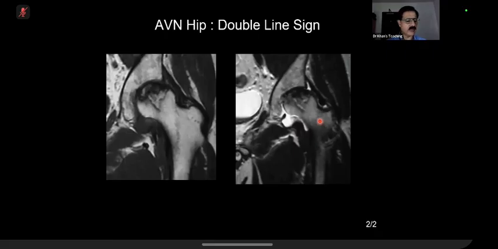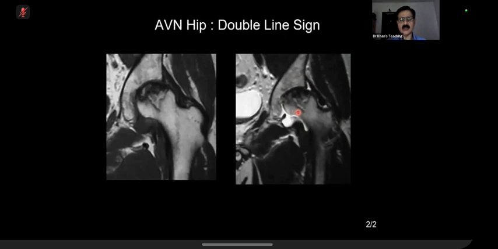Question for candidate 1. Double line sign is seen on which sequence? T2. So this is a T2 weighted sequence. Can you explain? So if you see here, there is a line just superior to my laser pointer, which is slightly low signal. And then there is a higher signal line. This is known as the double line sign.